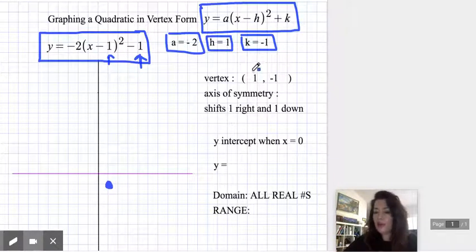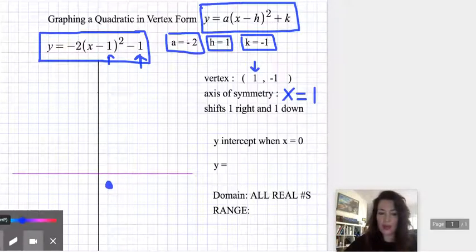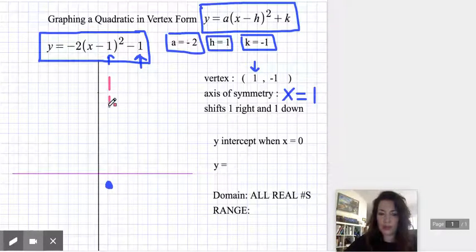All right, if I know my vertex, then I know my axis of symmetry. So if you saw the last video, I explained that the first value of your vertex is always the axis of symmetry. So you should write it as an equation, and that equation is a vertical line in this case. So it is x equals 1. So I'm going to go ahead and draw the axis of symmetry, which always goes through the vertex. So I'm going to draw the axis of symmetry going through the point (1, -1).